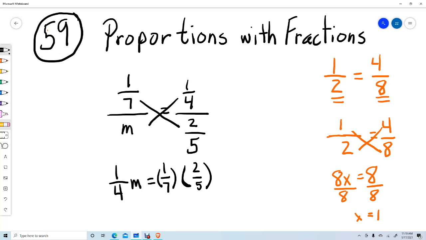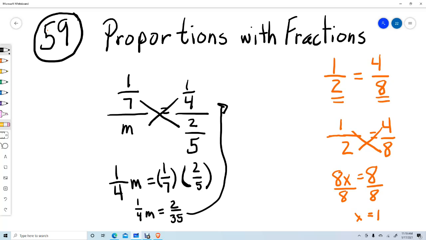Okay, multiplying fractions is super easy. We multiply the numerators and we multiply the denominators. Cancel if possible. There's nothing to cancel here with 1/7 and 2/5. So I'm just going to multiply my numerators and multiply my denominators.